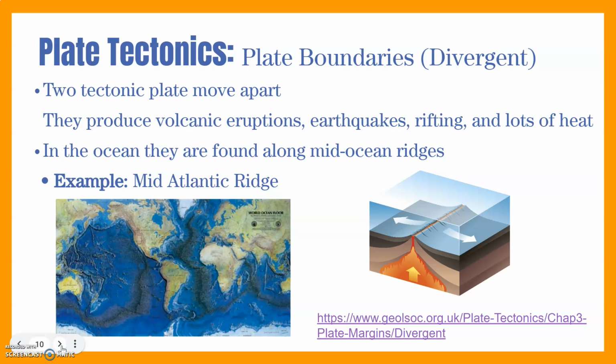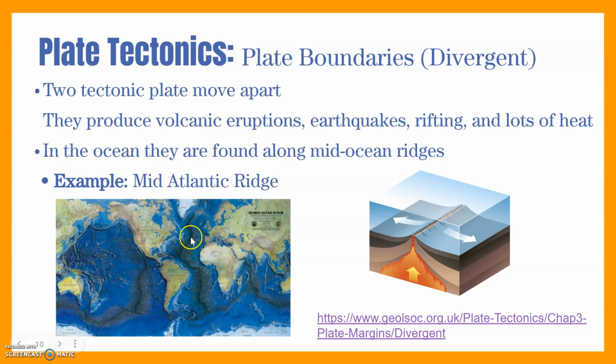Most divergent boundaries happen on the ocean floor, like 99.9% of them. When they pull apart, they make volcanic eruptions. There's earthquakes, lots of heat, and the feature that they make is called a mid-ocean ridge. And a mid-ocean ridge is basically a chain of mountains on the ocean floor that are volcanoes. And these pictures really don't quite do it justice as to how big they are. But when you look at this picture of the map of the world, these gray areas, all of them are going to be your mid-ocean ridges.